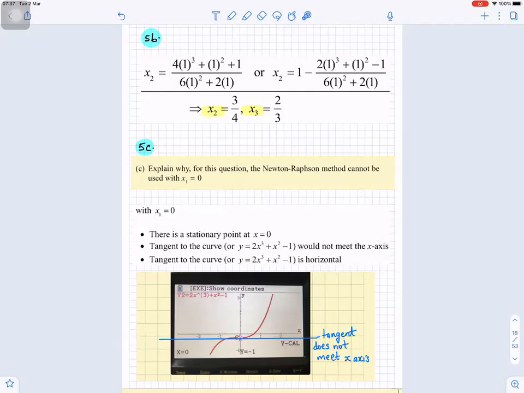So the tangent to the curve is horizontal. See that horizontal line there? So that's why you cannot use it. There's a stationary point at x equals 0, and the tangent to the curve does not meet the x-axis or is horizontal.